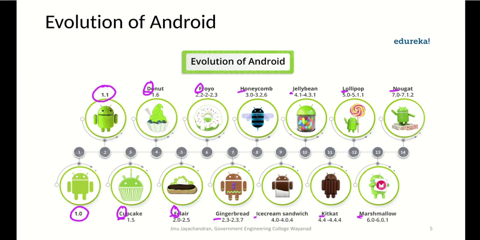sweet items. Among them, Jelly Bean is considered one of the important updates in Android, because it changed many things which had evolved until then. So it's a major part of the evolution, the Jelly Bean.